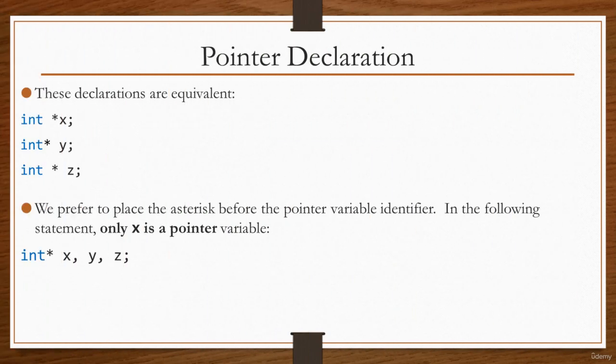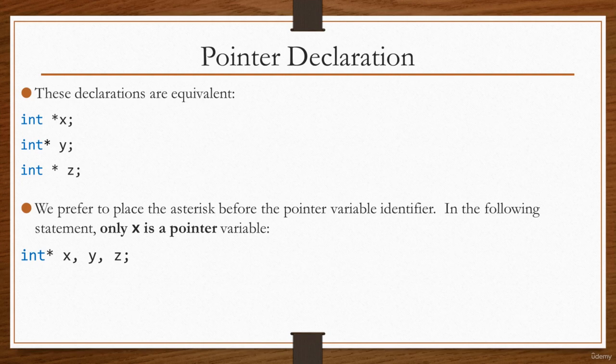Okay, a few examples of pointer declaration. These declarations are equivalent. So you have int x, int y, and int z. We prefer that int x example, that pointer example. So we prefer to place the asterisk before the pointer variable identifier. So in the following statement, only x is a pointer variable. Y and z will be regular integer variables. They will not be pointers. Only x in that example will be a pointer.